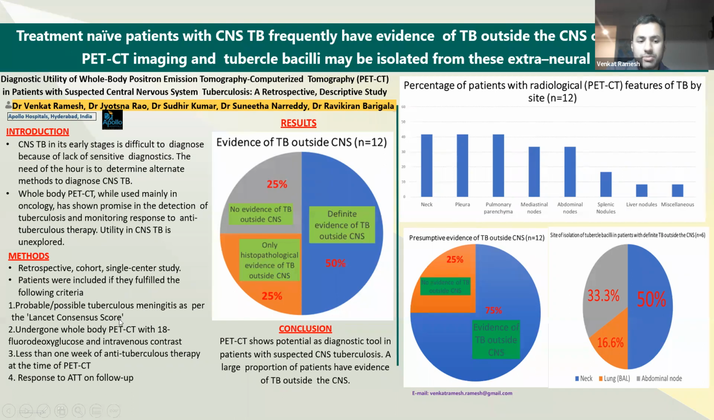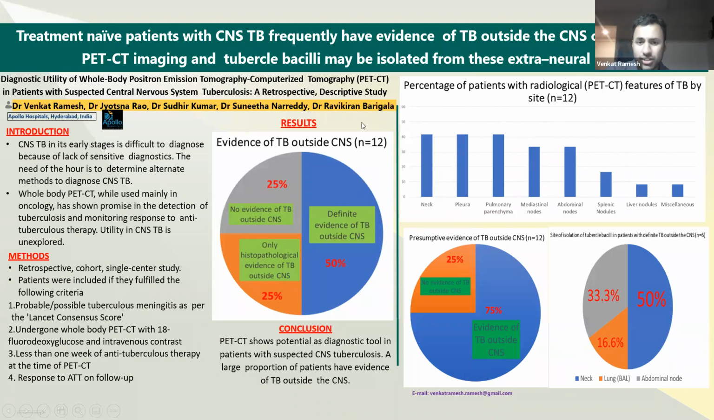So these were patients who underwent whole body PET-CT with 18 fluorodeoxyglucose and intravenous contrast, and had been on less than 1 week of anti-tuberculous therapy at the time of PET-CT, and there was a response to ATT on follow-up. So often with tuberculous meningitis, because it is a medical emergency, we do not wait for diagnostic certainty in treatment. We do initiate empirical anti-tuberculous therapy and steroids, and then proceed with further evaluation.